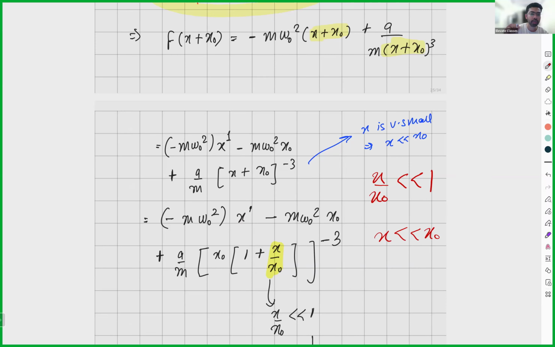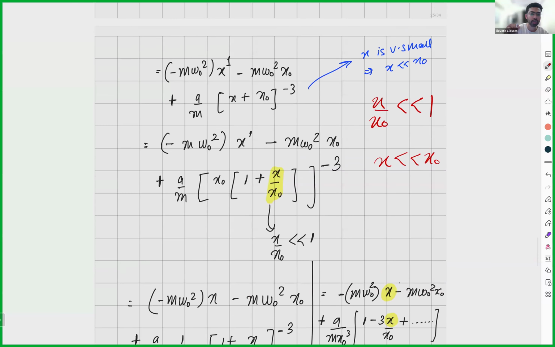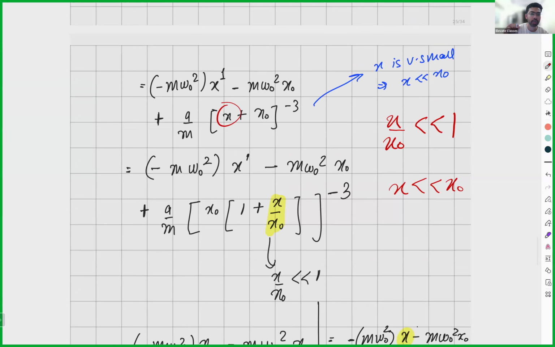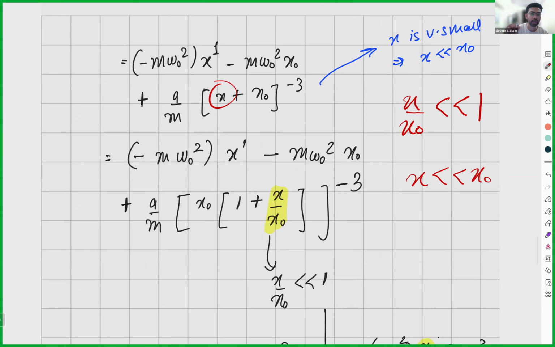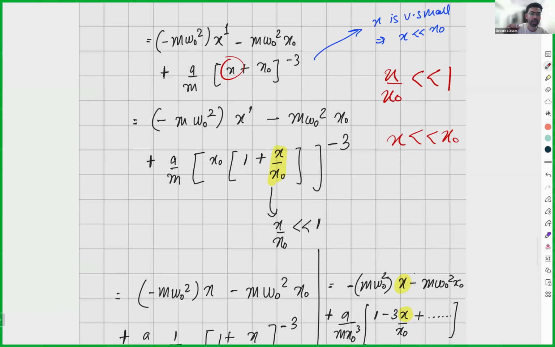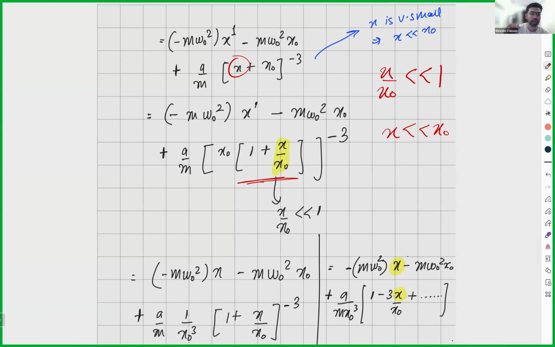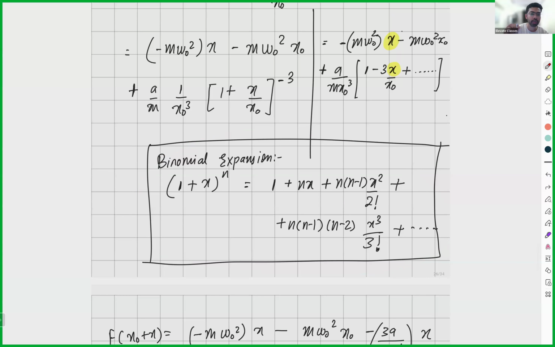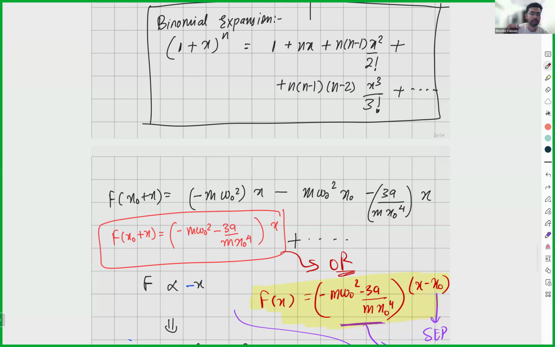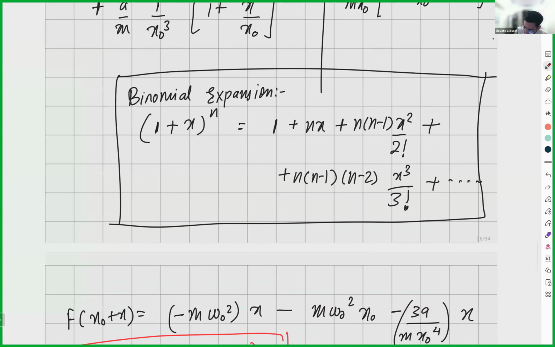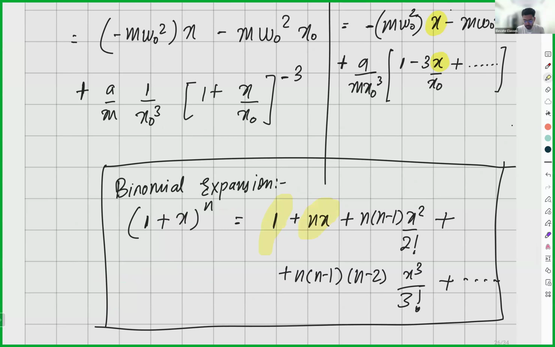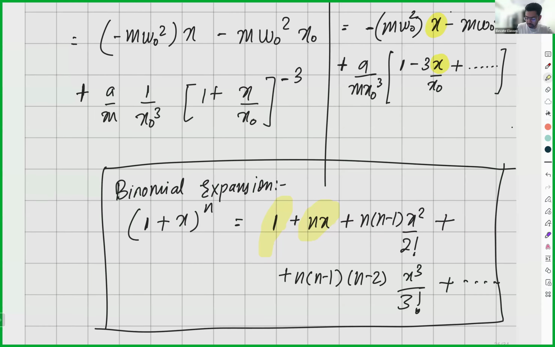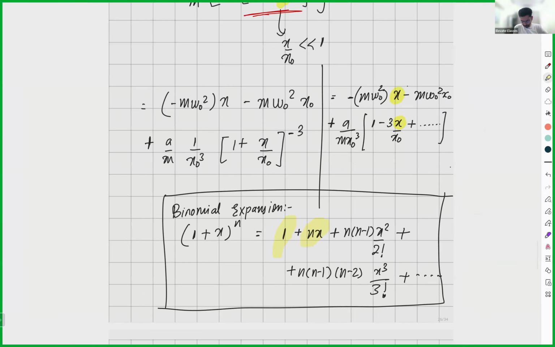x divided by x naught will be very, very less than 1. You have this term 1 plus x by x naught to the power minus 3. In this formula, we should retain the first and the second term only. This is the first term, this is the second term. So you terminate it to 1 plus n x, and the other higher power terms will be almost zero.